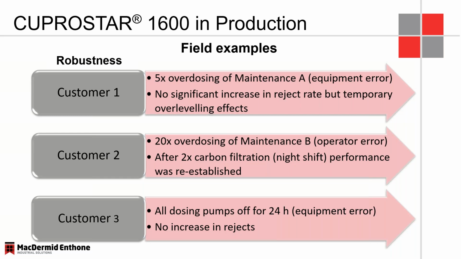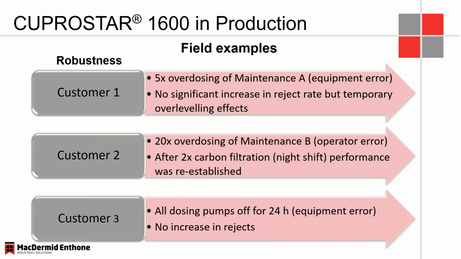In the second scenario, we had a 20x overdosing of the maintenance B. There was an over add, so we needed to filter it out. We had to do carbon filtration twice during an overnight shift, during a third shift. But we were able to reestablish the performance of the bath very quickly by doing that.